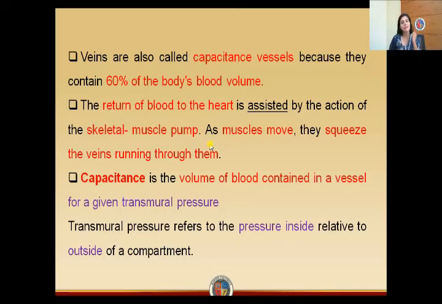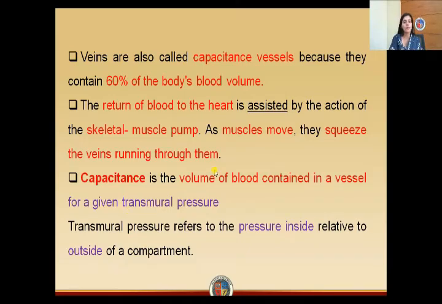So now what is capacitance? Capacitance is the volume of the blood that is contained inside the vessels in relevance to the transmural pressure. Now what is transmural pressure? Transmural pressure is actually referring to a comparison. It is the pressure that is inside relative to the pressure that is outside. So capacitance, more precisely, is the volume of the blood contained in the vessels for a given transmural pressure.